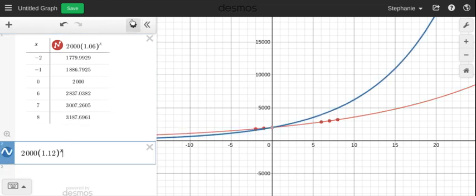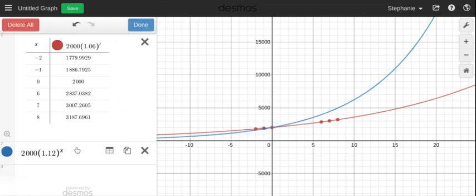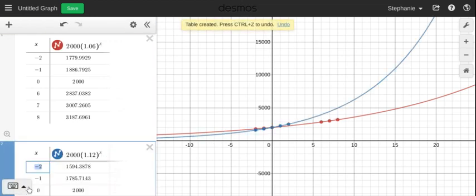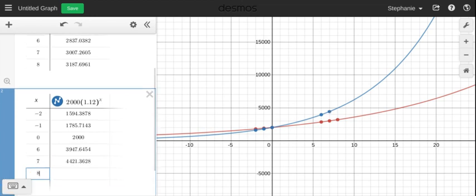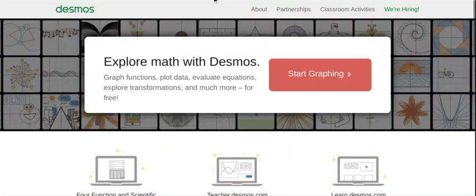And for the 12%, let's look at table values for that. So do 6, 7, and 8 again so we can compare. And you can see that she's got these amounts of money. I wrote them down so we can analyze them on the other screen. So we're going to go back and compare those amounts.